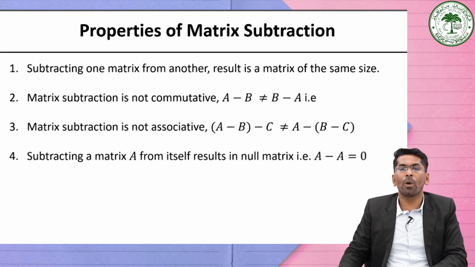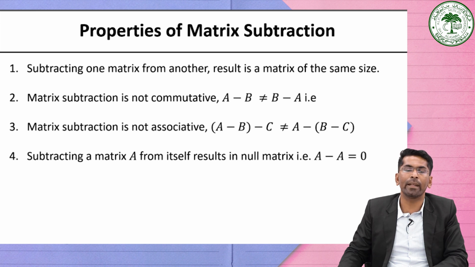Now we have the fourth property: subtracting a matrix A from itself results in a null matrix. If you have a given matrix A and you subtract the same matrix A from it, the result will be a null matrix. So A minus A is equal to a null matrix.